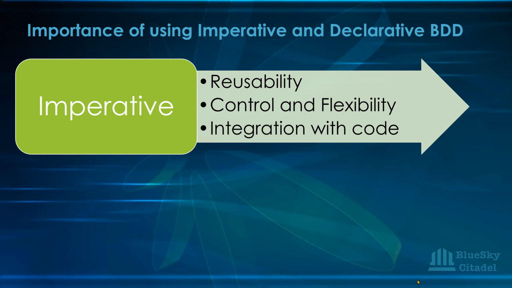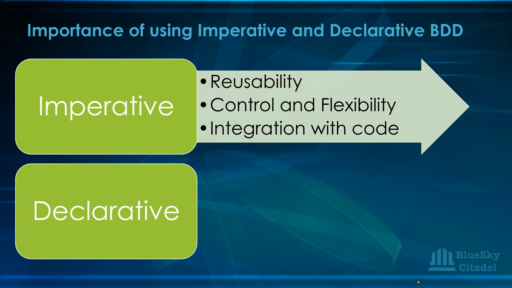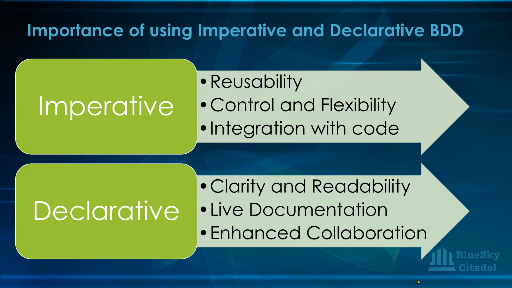The declarative, on the other hand, has its own importance as well. In the declarative Gherkin, you have clarity and readability. It focuses on describing the expected outcome in human readable English language, using keywords. It focuses on the expected outcome, making it accessible to non-technical stakeholders. It also serves as live documentation.